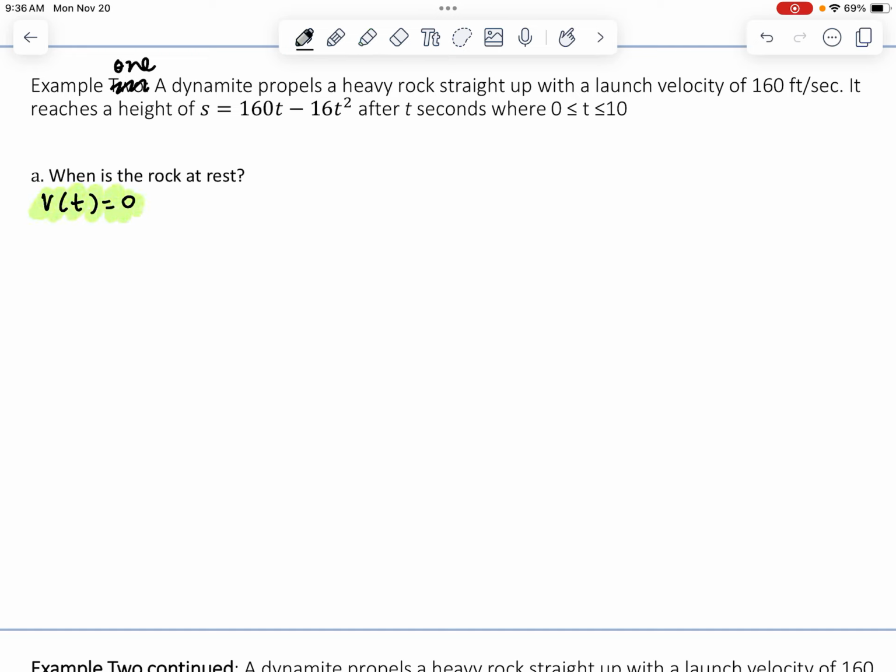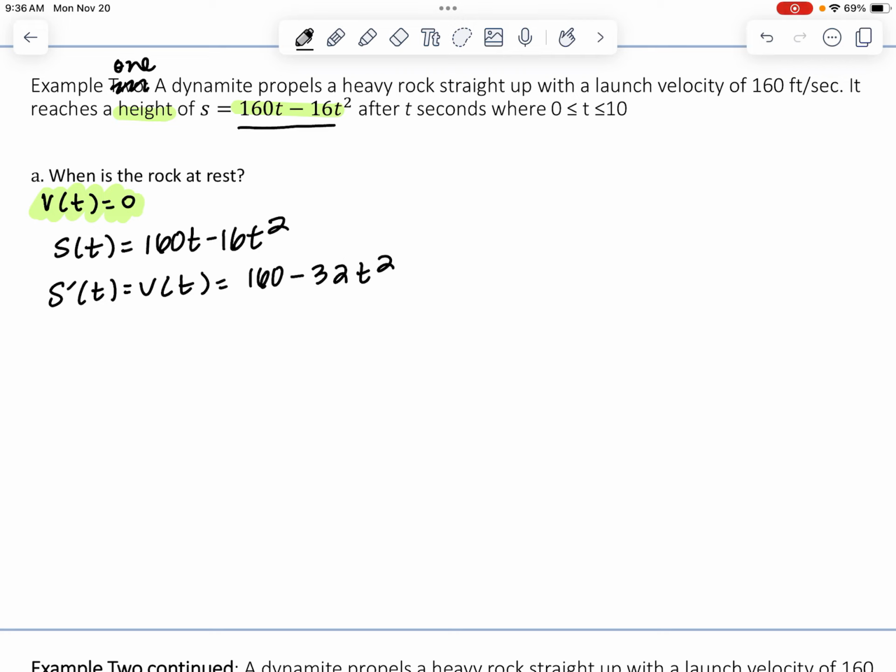And so I go back up to this problem, and I'm given this equation, 160t minus 16t squared. It says it reaches a height of this equation, which means that this is the position equation. Another hint would be that s a lot of times represents position. And so this is the position function, 160t minus 16t squared. And so to find the velocity, I just take the derivative of this, and I get 160 minus 32t. And so this is the function that represents the velocity.